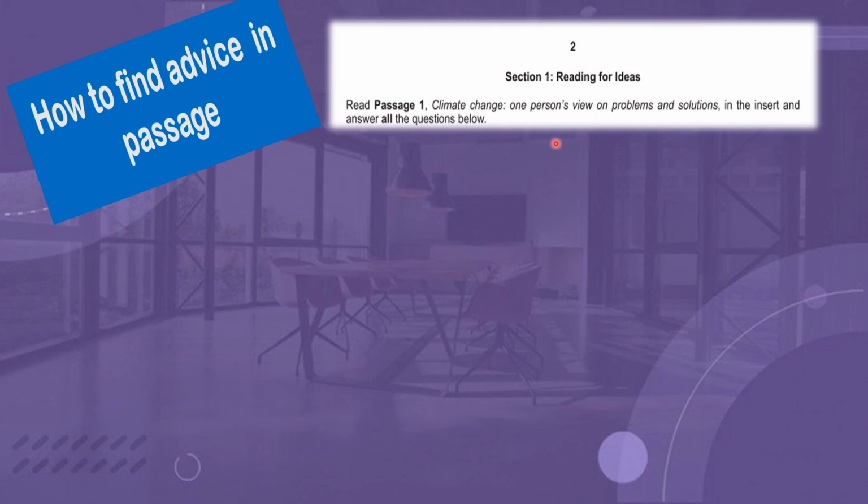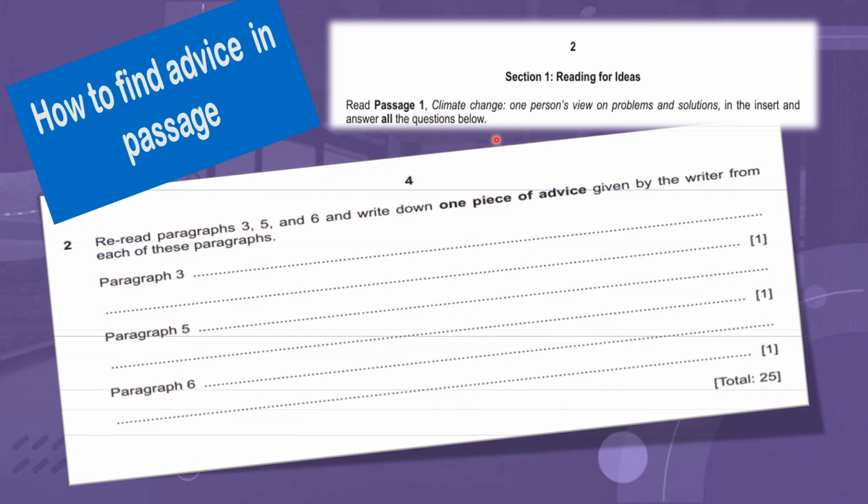This is reading for ideas section 1, as you know, and this is the question, how it is placed, and this is the actual question, the last question, question number 2, where the examiner always specifies from where you have to find these advices. So here we can see that we have to find advices from paragraph 3, 5 and 6, and I have selected those paragraphs. Simply you will find the advices and you are going to write them here.